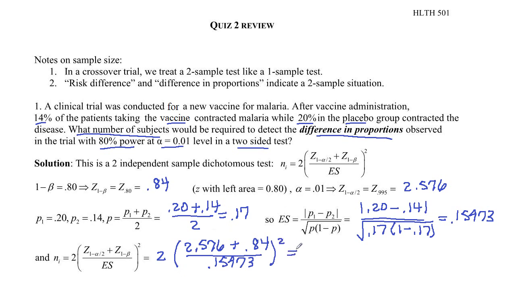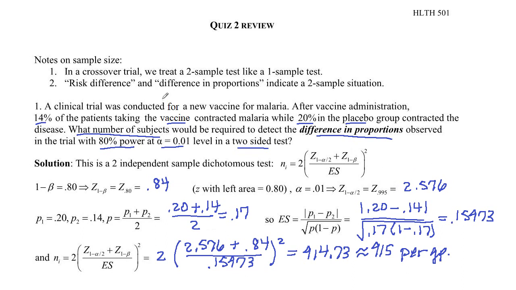And if you enter this into the calculator, you'll get 914.73. And we always round up with sample sizes. So this would go up to 915, and that's going to be per group. So 915 in the treatment group and 915 in the control group or placebo group.